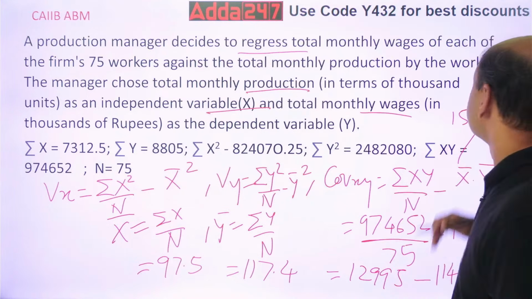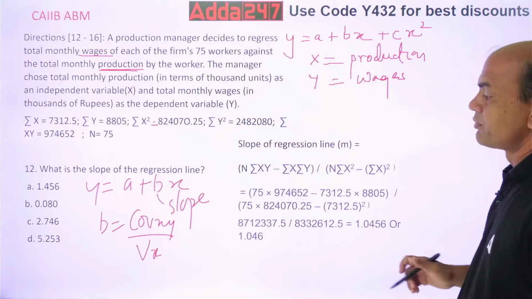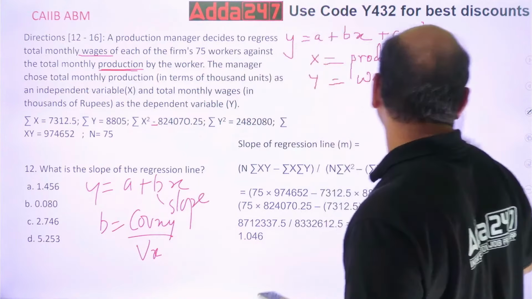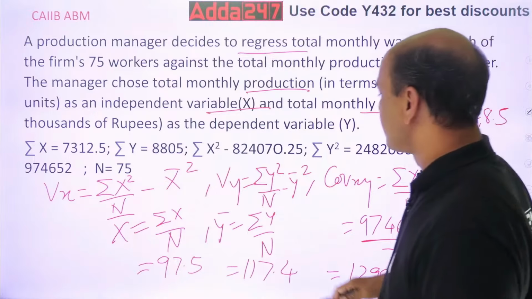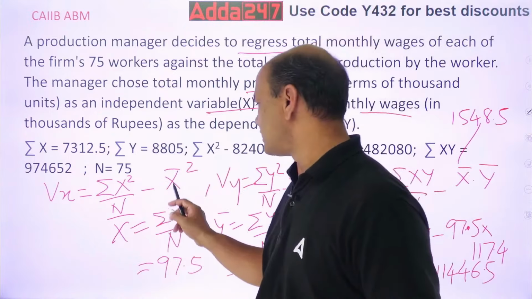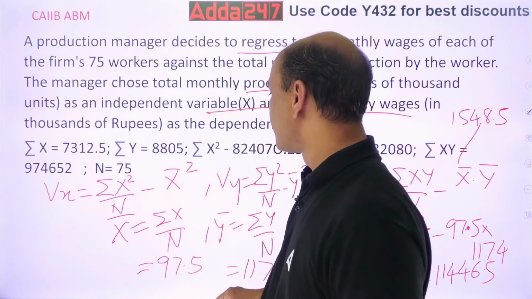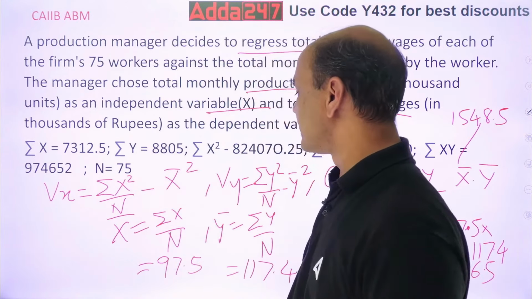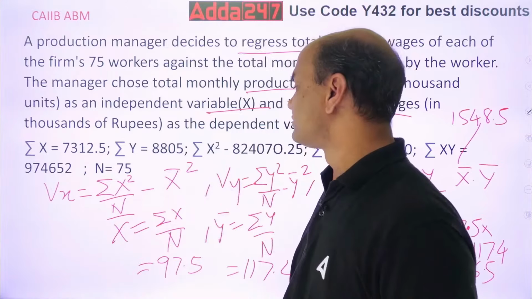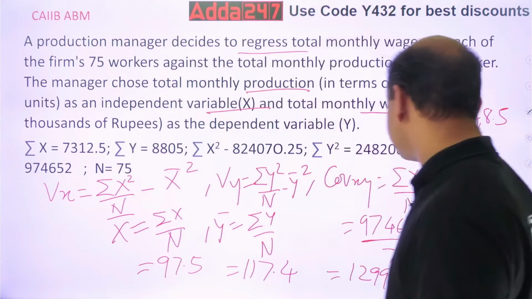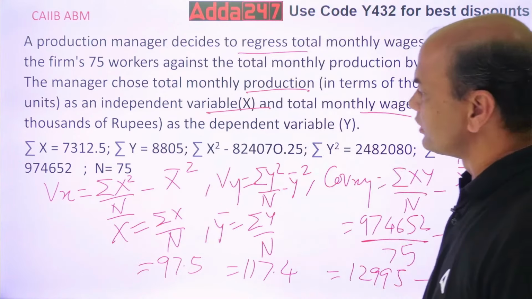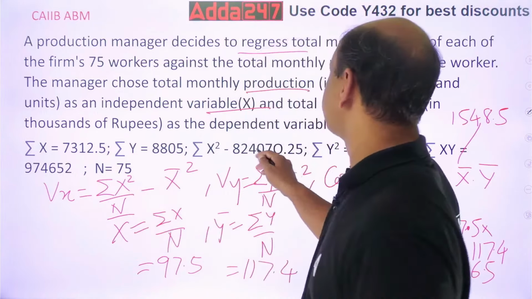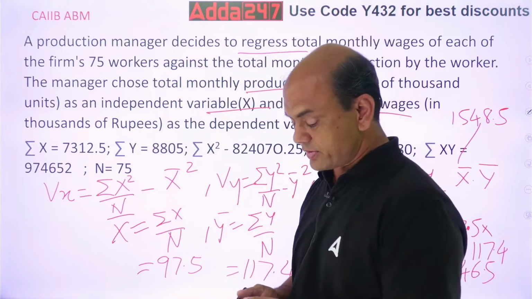Now use the figure. Covariance 1548.5 divided by variance of x. What was variance of x? No, we didn't find this. So variance of x is summation x square upon n minus x bar square. So summation x square upon n. What is summation x square? This one. Again, it's a big figure.